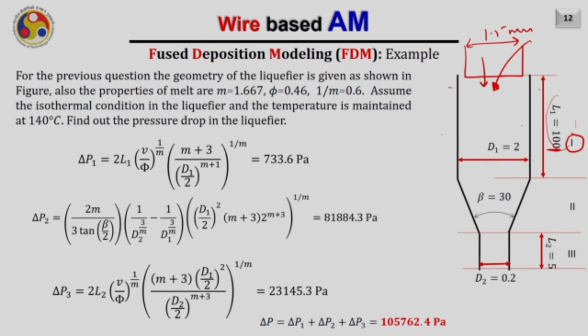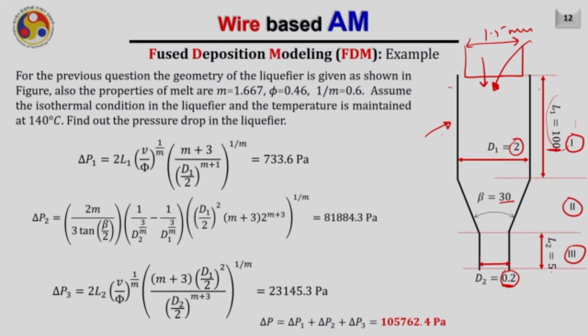Then after that, the melt is passing through a conical region number 2, and the cone angle is beta equals 30 degrees. Then the melt is going into region 3, where the length of the zone is 5 mm and the nozzle opening is only 0.2 mm. Hence, this liquefier is basically extruding the material, converting its diameter from 2 mm to 0.2 mm.